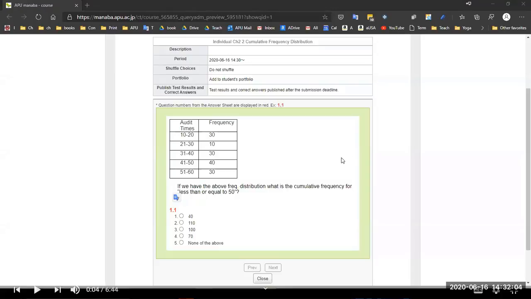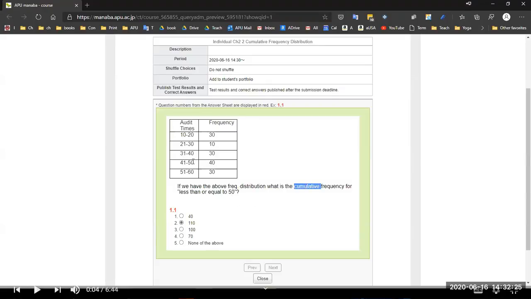Okay, so what about this one? What's the answer to this one? 110. Yeah, this number here, 110, because it's saying what is the cumulative frequency for less than or equal to 50?